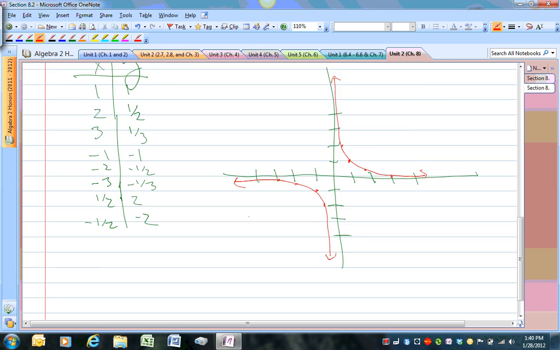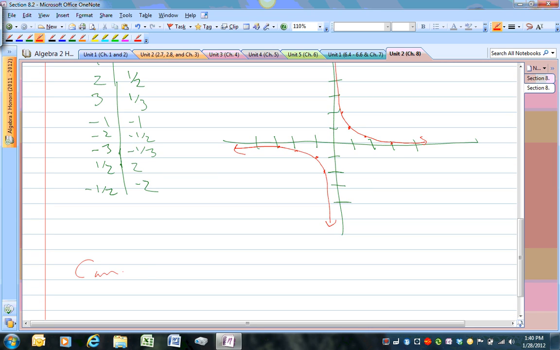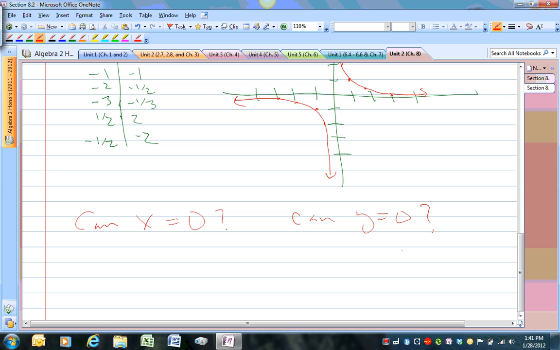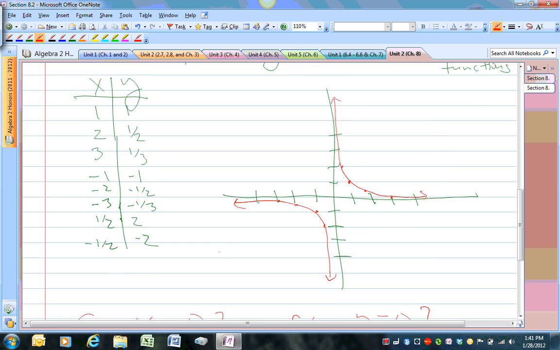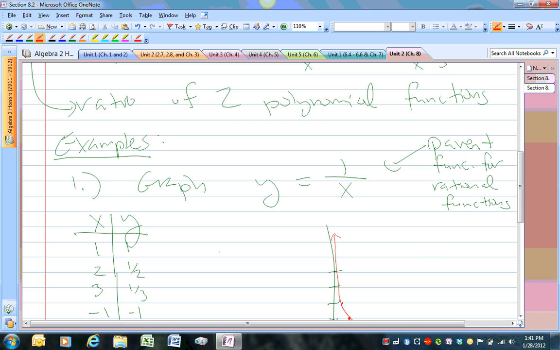Now here's a question you want to ask yourself. Can x equal 0? Can y equal 0? And the answer to both is an emphatic no. No way, Jose. You cannot have x equals 0. The reason why is because y would be undefined if x equals 0.